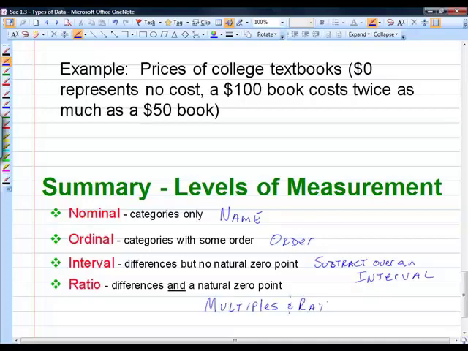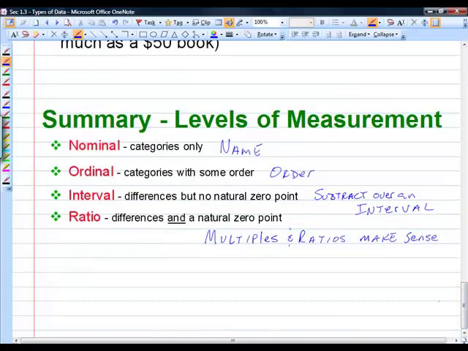So the 2 types of data that we originally started with, do you remember what those were? Quantitative and categorical or qualitative. Quantitative data can be further broken down into discrete or continuous. And if we have quantitative data, then that can be further classified into either nominal, ordinal, interval, or ratio.